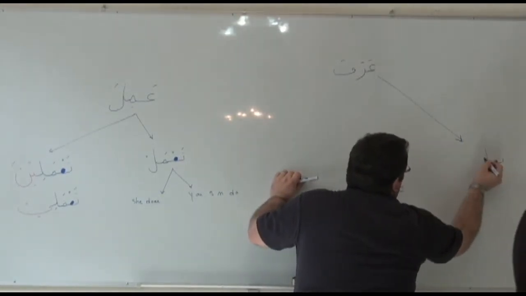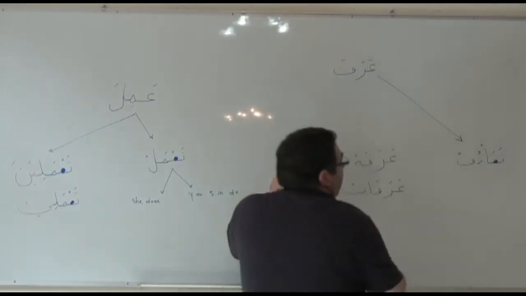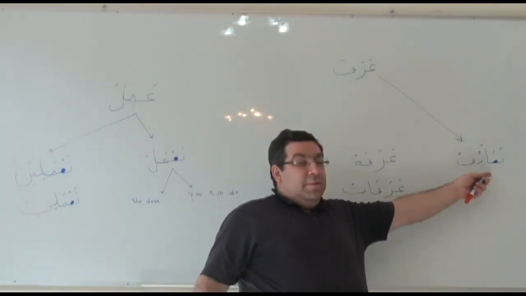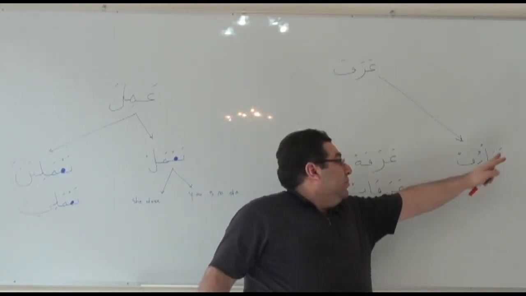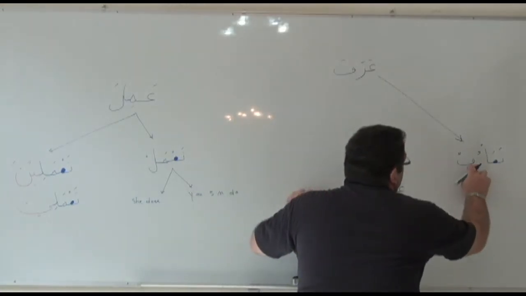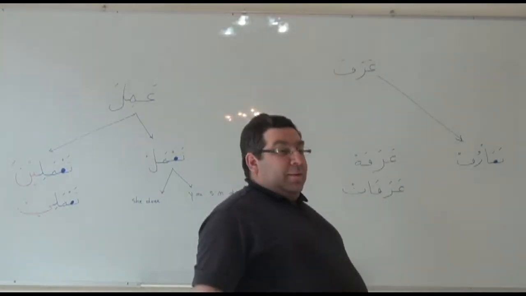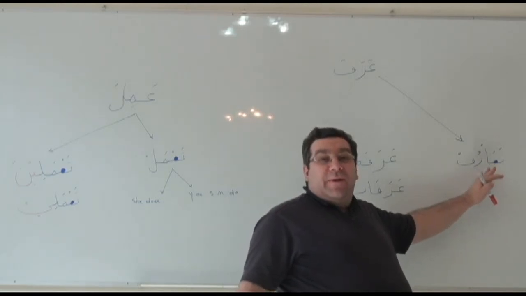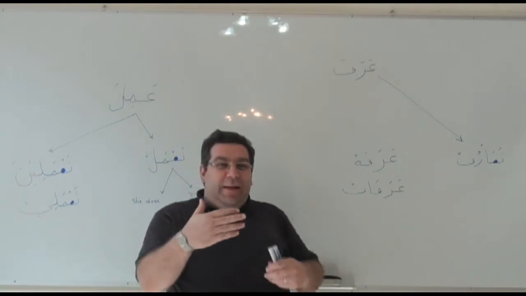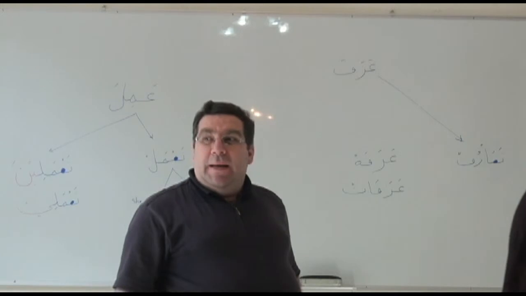One of the words coming from this root is, what is this word? Two dots. No, the Ra. تعارف. Ta'aruf is to know each other, to introduce each other. 就是认识彼此。 Okay?